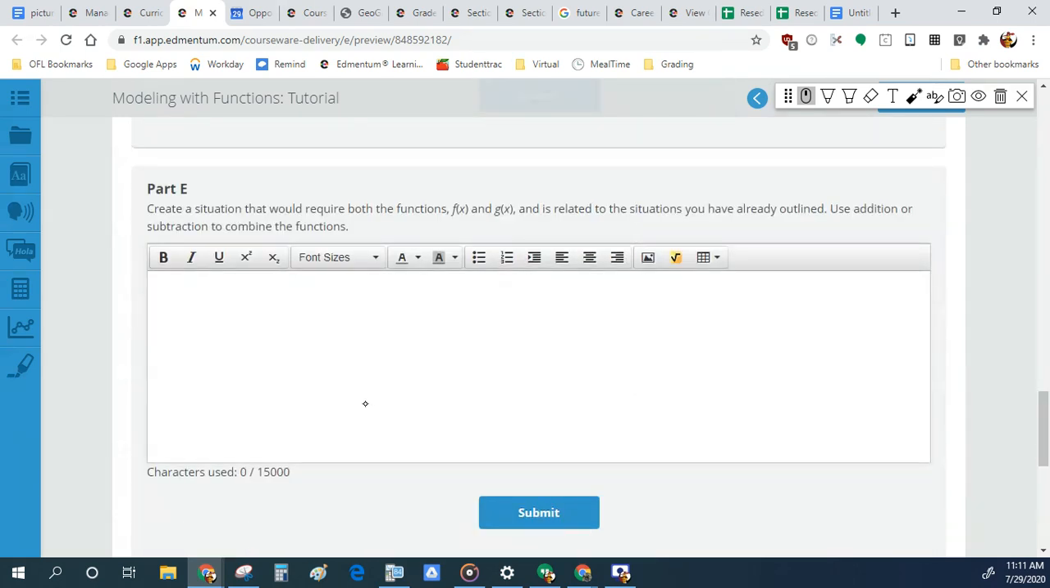So let's say we create a situation like, how much more area does f of x, the first table, have than g of x, the second table?